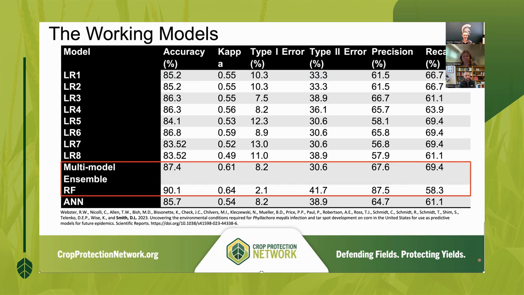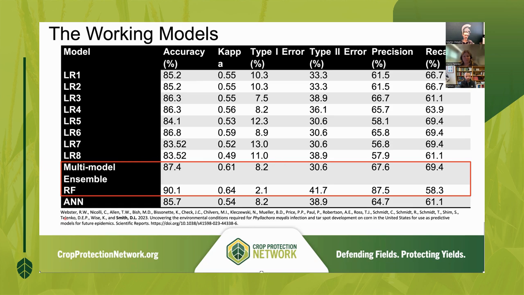We generated 8 really high performing, more traditional logistic regression models, which we call LR1 through LR8. Then we combined a couple of models together into what we call a multimodal ensemble, and you can see the random forest and artificial neural network models here. But we adopted the multimodal ensemble, and the reason is that it really balanced accuracy with errors. That's really what we want to do.